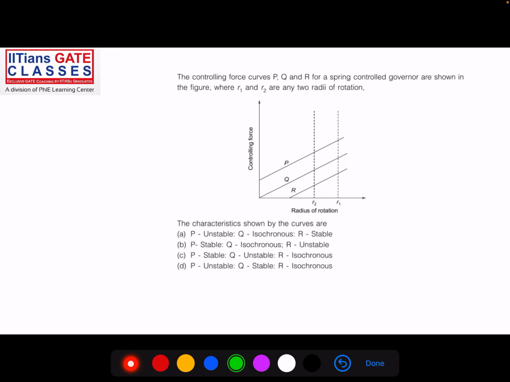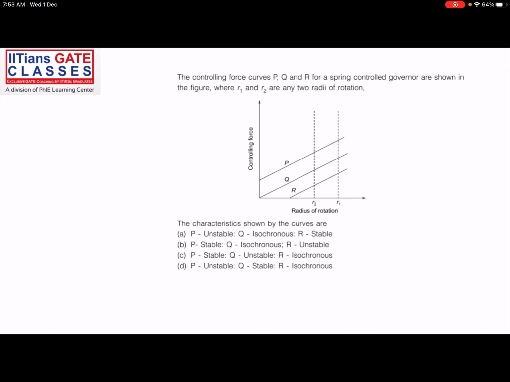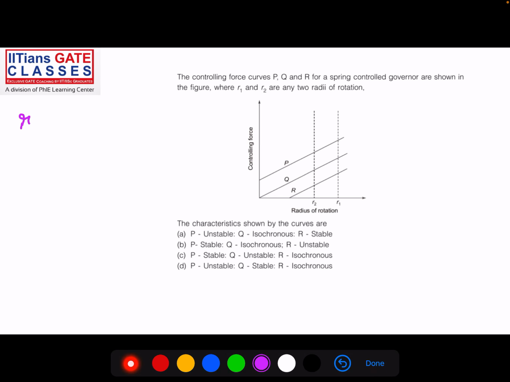I will tell you what is stable, unstable, isochronous. Suppose the radius of the governor increases and the speed also increases, and when the radius decreases, the speed also decreases. Such kind of governors are called stable.